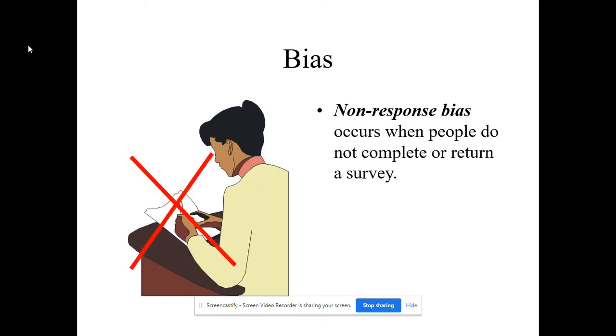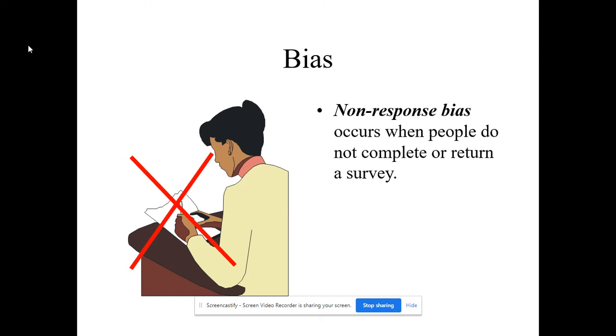And the last one is called non-response bias. It's when people don't complete or return a survey. So nowadays, you'd be really careful when doing political polling. If you only call landlines, you might get a non-response bias. A lot of younger people don't even have landlines. They only have cell phones. So you might then have a non-representative sample because of the way that you're conducting your survey.